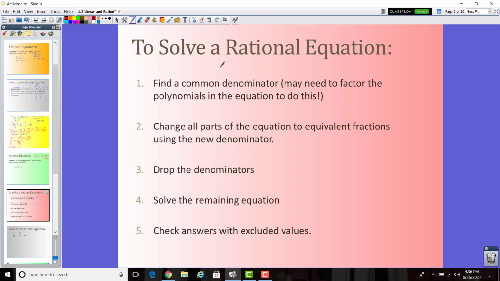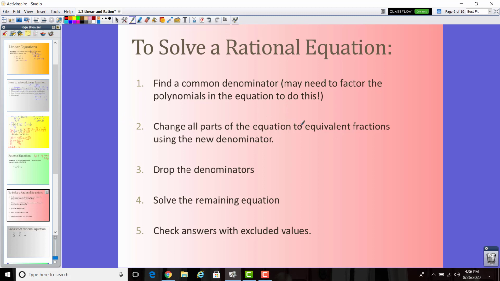So to solve a rational equation in my method, the first thing I'm going to do is find a common denominator, the LCD, the least common denominator. We're going to have to factor whether they're numbers or polynomials to do this. It's going to look a little different if the denominators are all numbers compared to if they're all polynomials, but we're going to look at examples so I can show you how to do that.